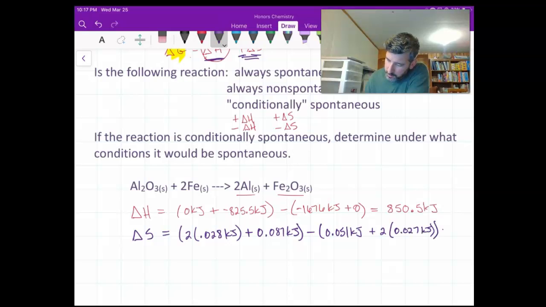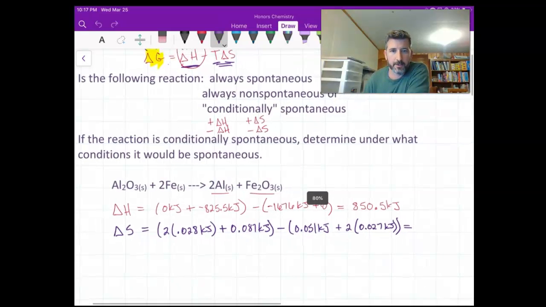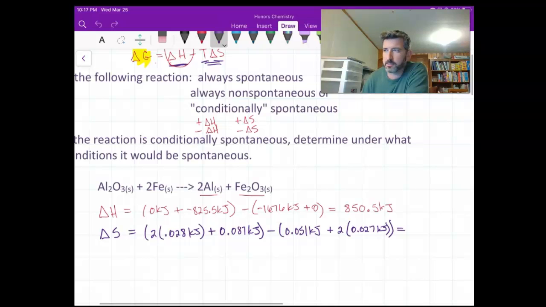And again, not going to worry too much about having you guys do the math. I'll do it for you. Just a bunch of multiplying, adding, and subtracting. And I got 0.038 kilojoules. And I'm sorry, actually that's kilojoules per Kelvin. I left off the per Kelvin part of my entropy values.